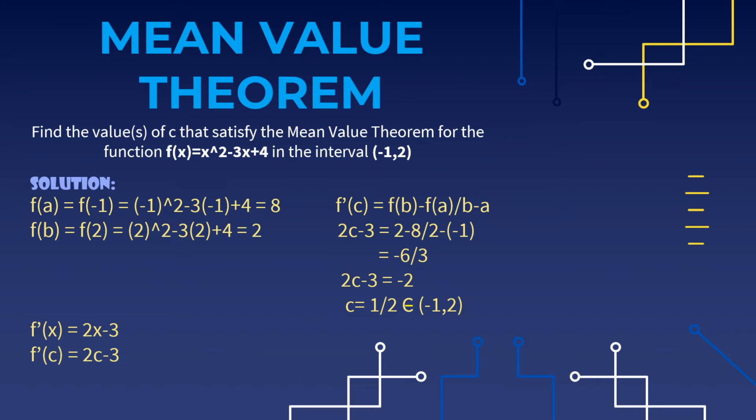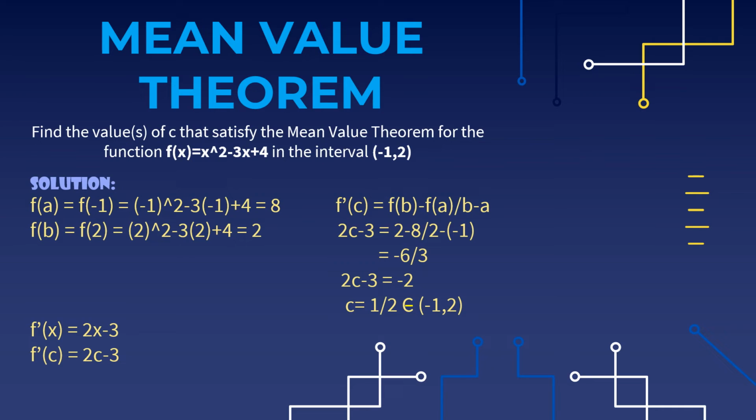Problem statement and problem solution for mean value theorem. Problem statement: find the values of c that satisfy the mean value theorem for the function f(x) equal to x squared minus 3x plus 4 in the interval -1, 2. For your information, the interval -1 represents a and 2 represents b.